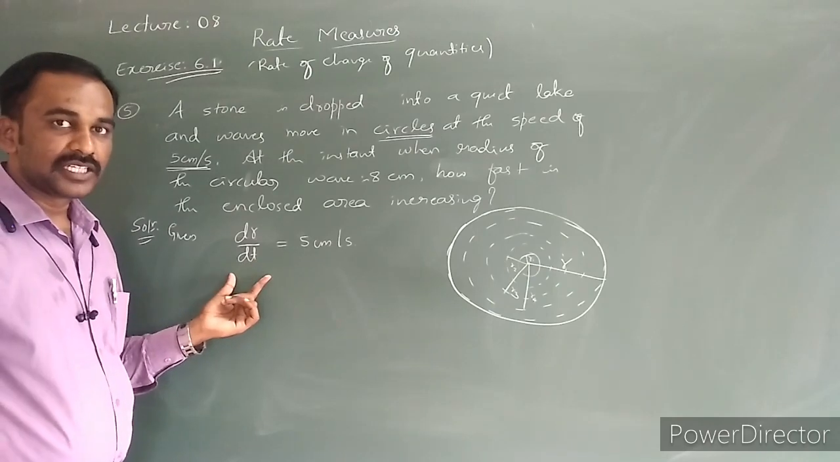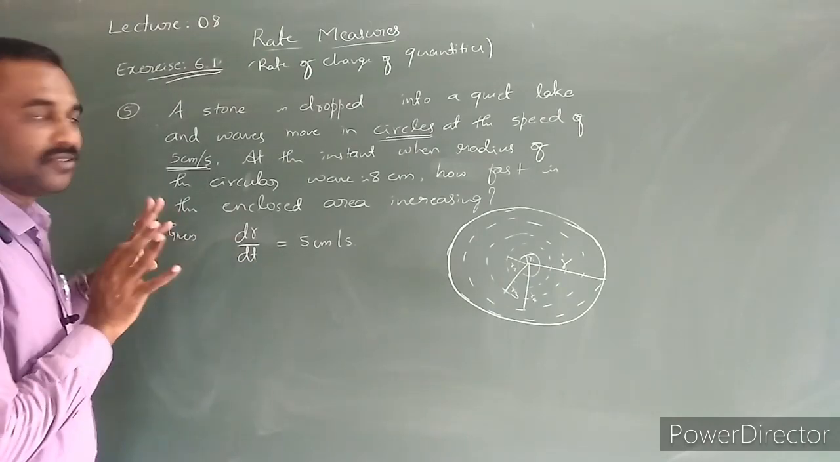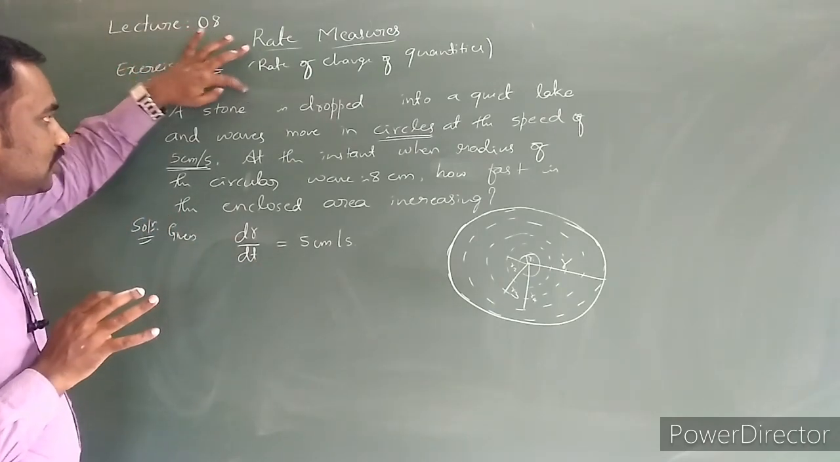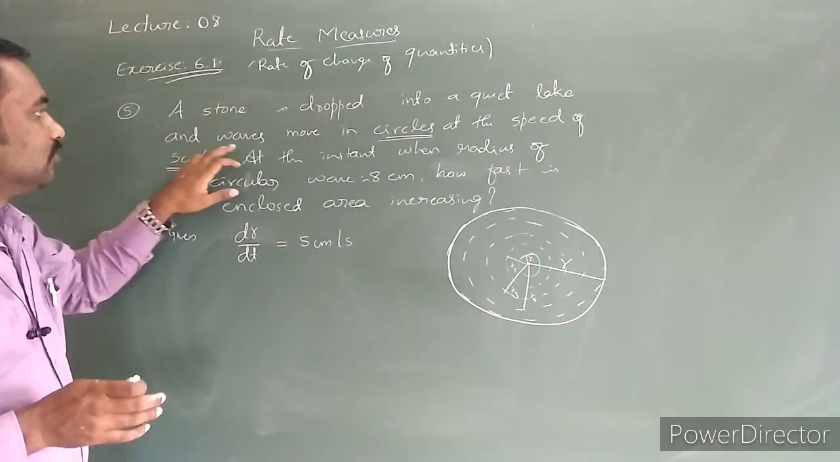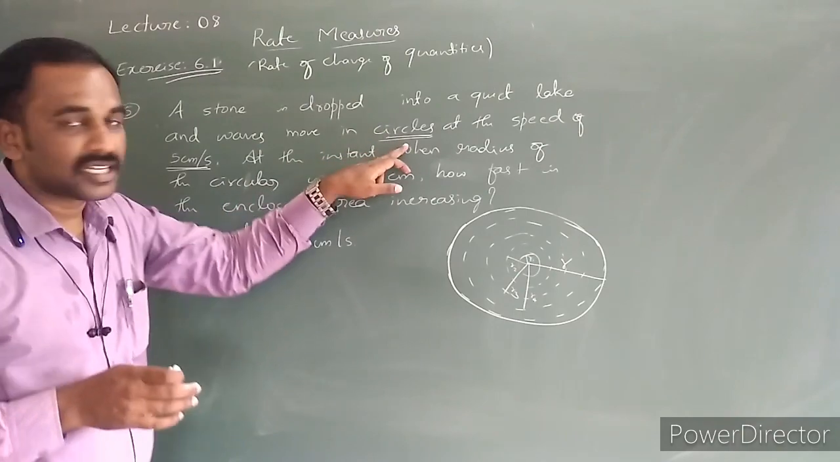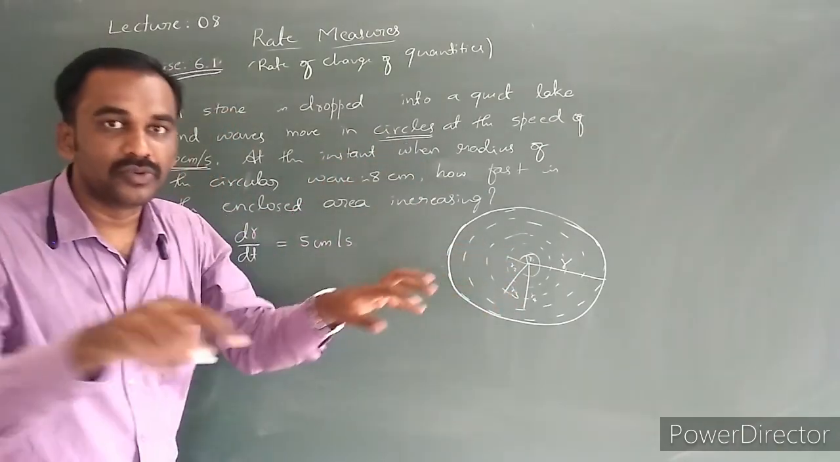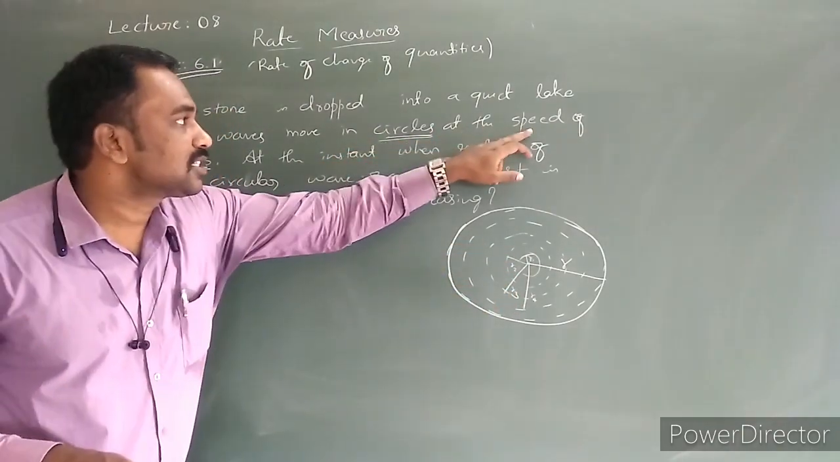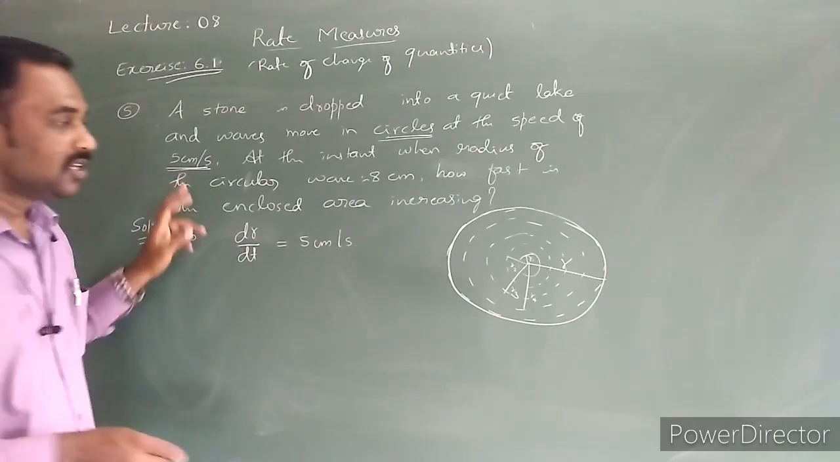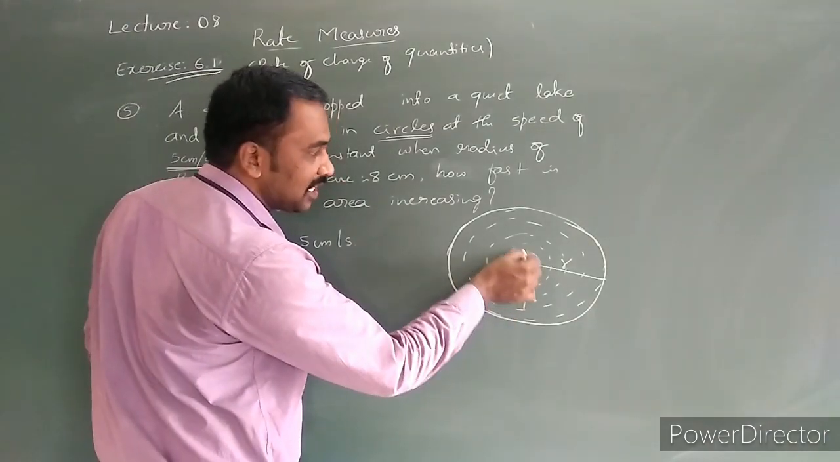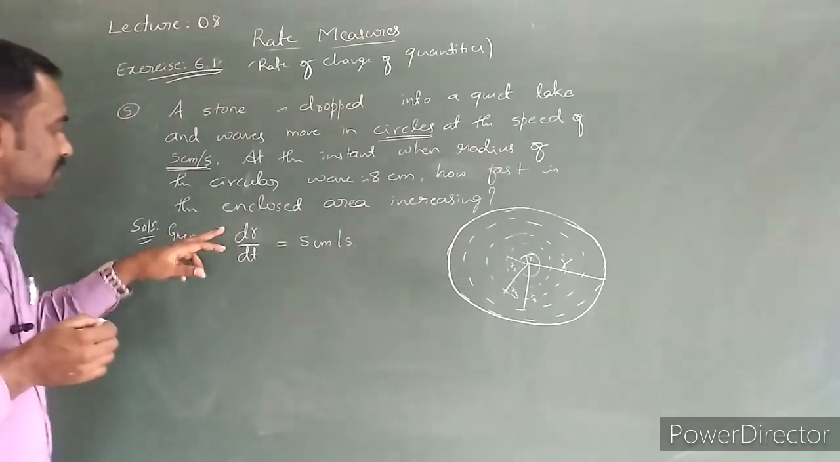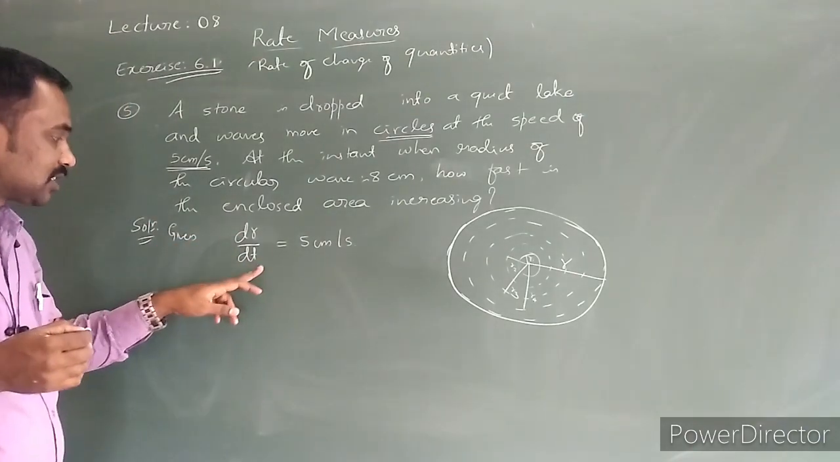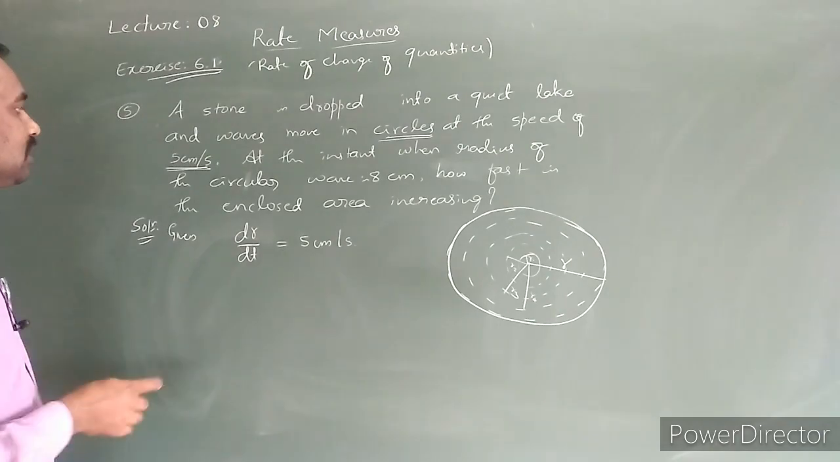Or else, if you do not get this, read the sentence very clearly and you will get the idea. A stone is dropped into a quiet lake, okay? And waves move in circles at the speed of 5 centimeter. The waves are moving, that means the radius is increasing with respect to time. So the rate of change of radius with respect to time is 5 centimeter per second.